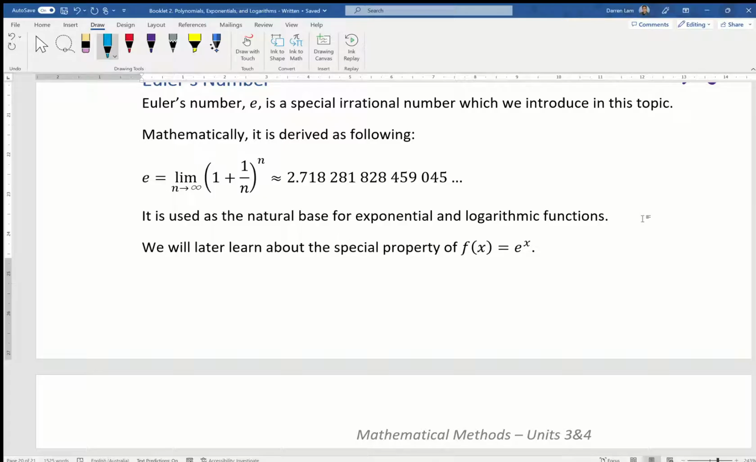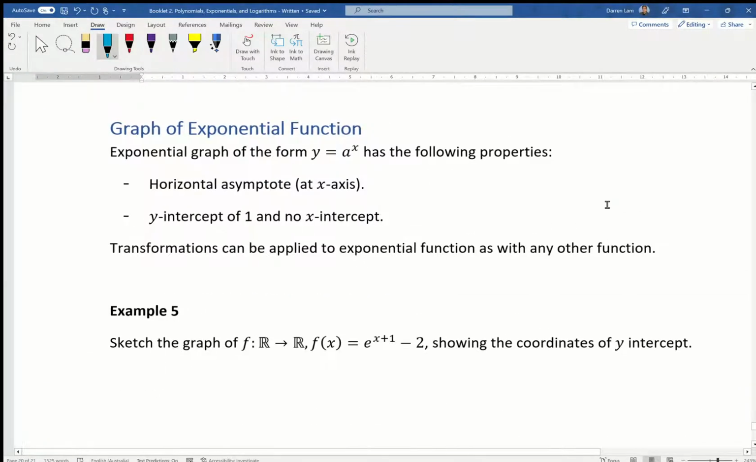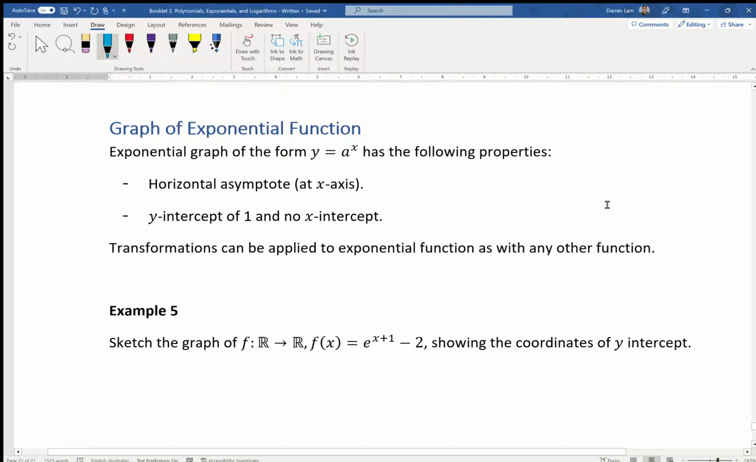The graph of the exponential function, as I mentioned earlier, has two key properties. It has a horizontal asymptote at the x-axis, a y-intercept of 1 and no x-intercept. It won't make sense if you try to let y equal 0, because you end up with something like -3 equals 3, which obviously doesn't make sense. Transformations can be applied to exponential functions as to any other function.